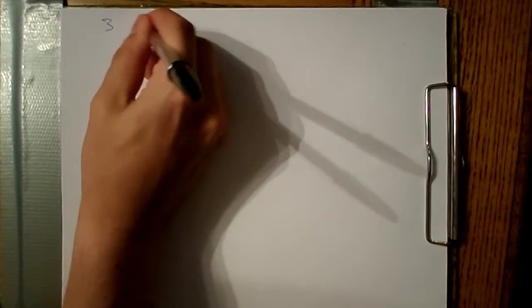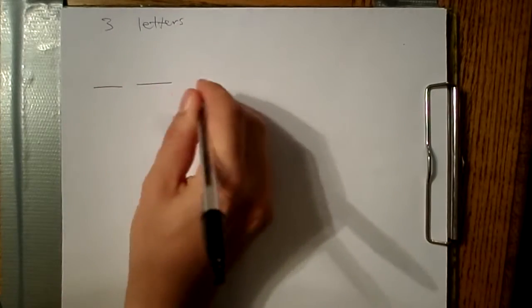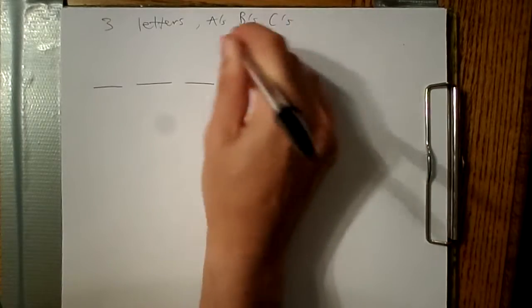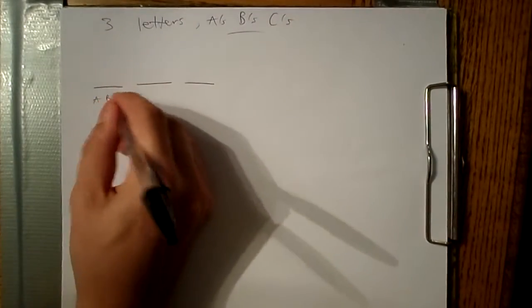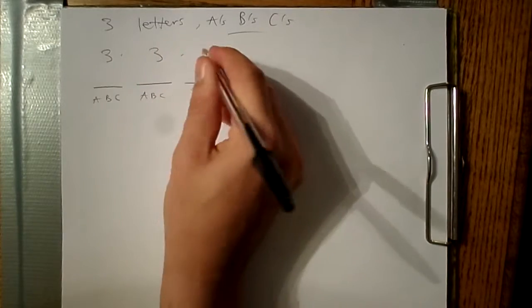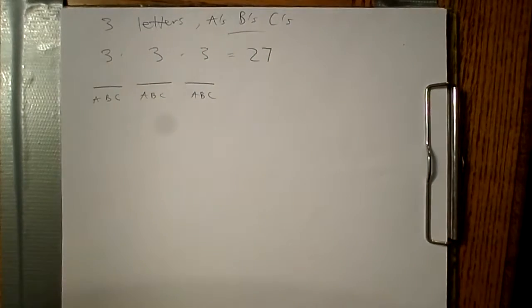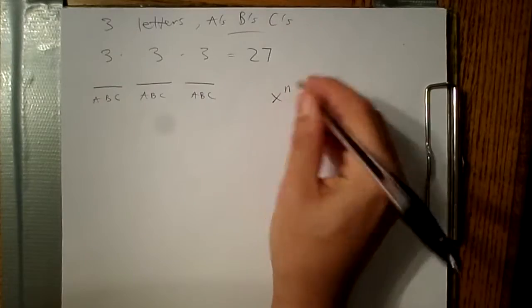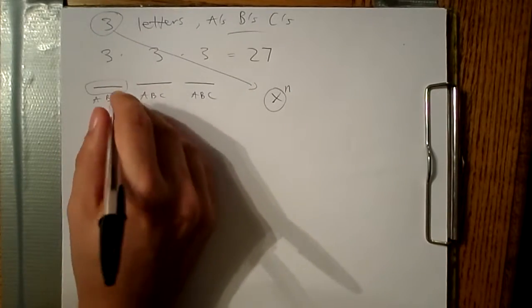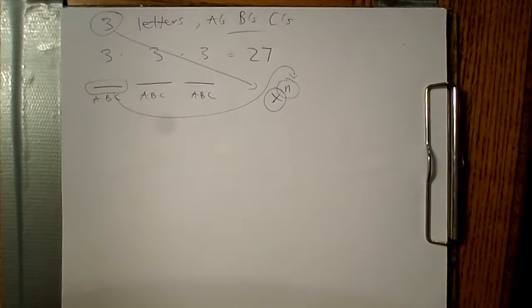Okay. Let's say we have a three-letter word, and the only letters we want to put in the word are A, B, and C. That's not too hard, right? We have 3 letters for the first one, and 3 for the second, and 3 for the third. So we have 27 different words. That's all fine and good. We could just use x to the n, where n describes how many letters there are in the word, and x describes how many letters are available.